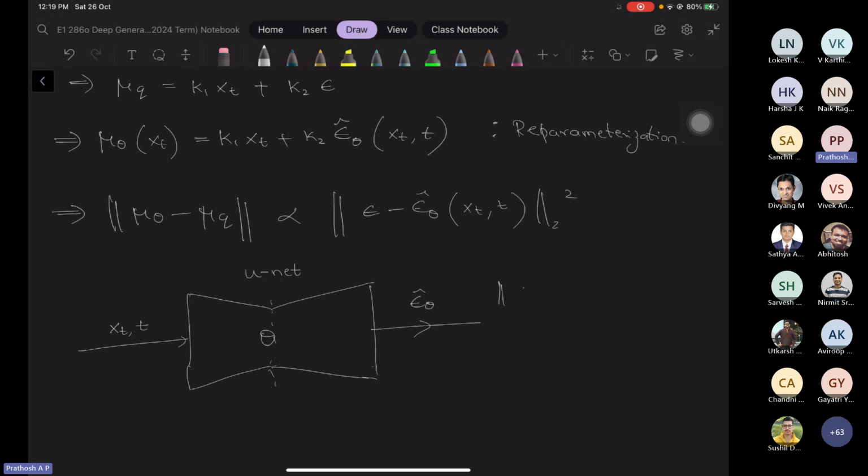The loss function is epsilon minus epsilon theta of xt comma t. Now what is xt? Xt is, as we know, root of alpha t bar times x naught plus root of 1 minus alpha t bar times epsilon. This is how you train. How do you do it? Take an x naught, sample epsilon from normal 0, 1, and compute xt using this equation.